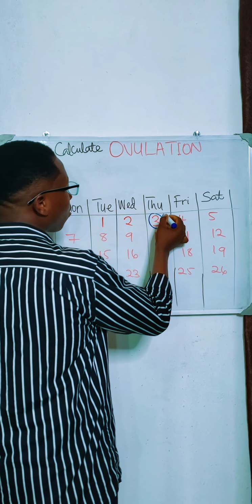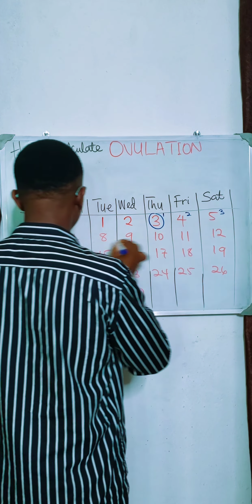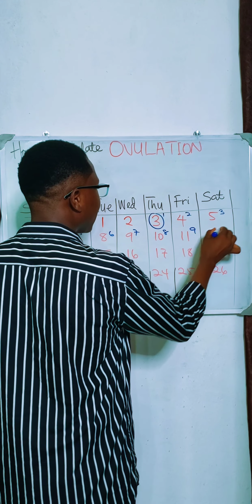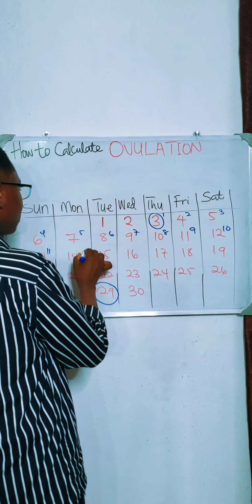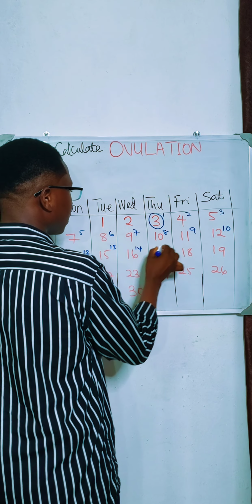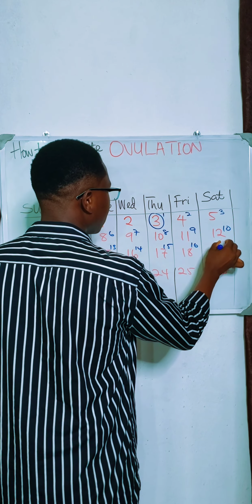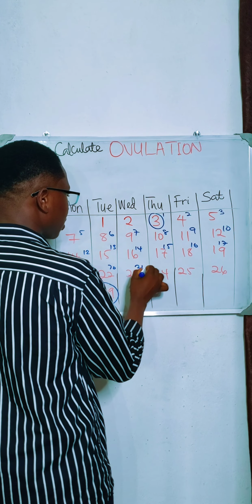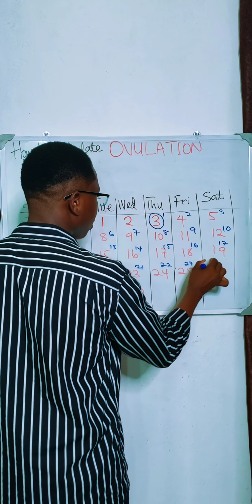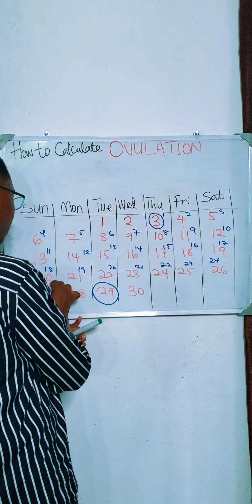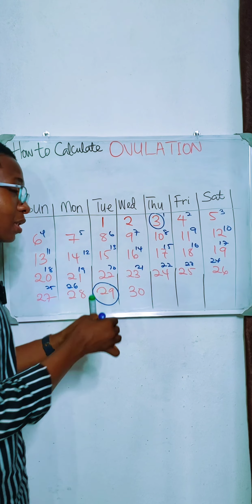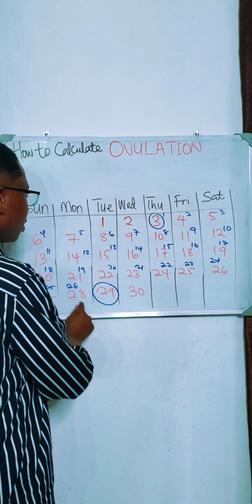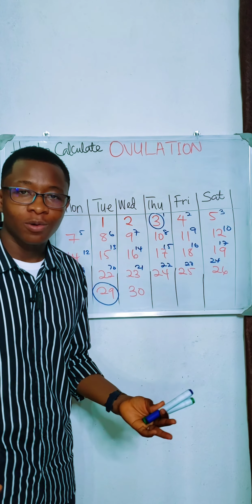You start counting 1, 2, 3, 4, 5, 6, 7, 8, 9, 10, 11, 12, 13, 14, 15, 16, 17, 18, 19, 20, 21, 22, 23, 24, 25, 26. So that means that this person, let's assume her name is Chioma, has a 26-day cycle.